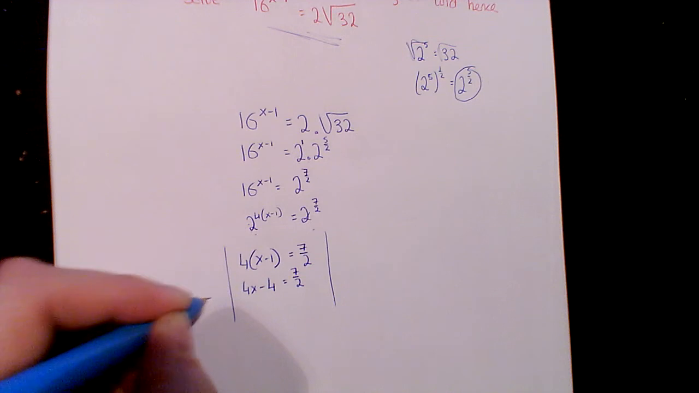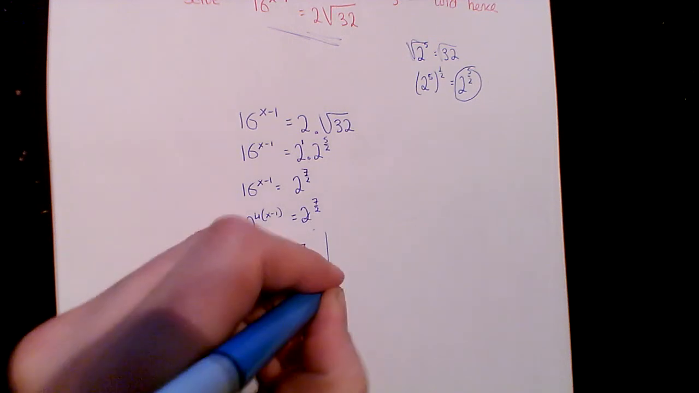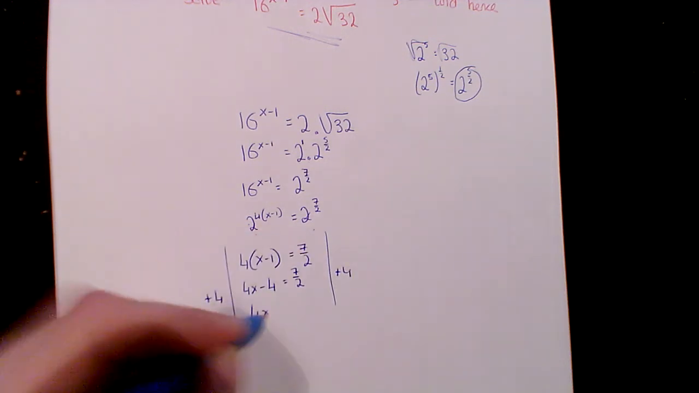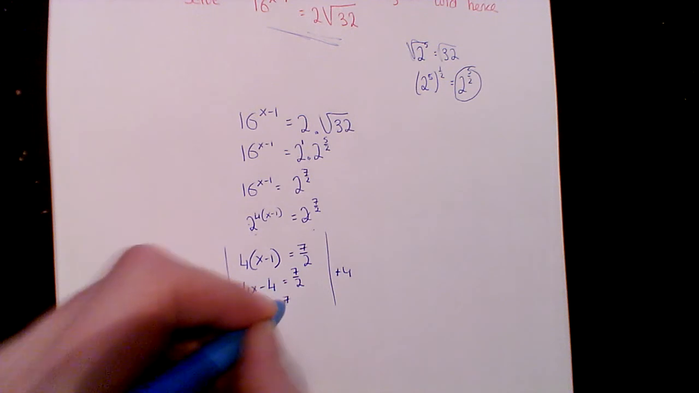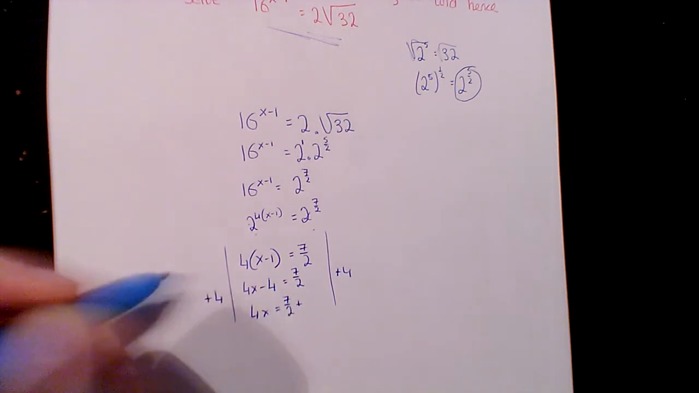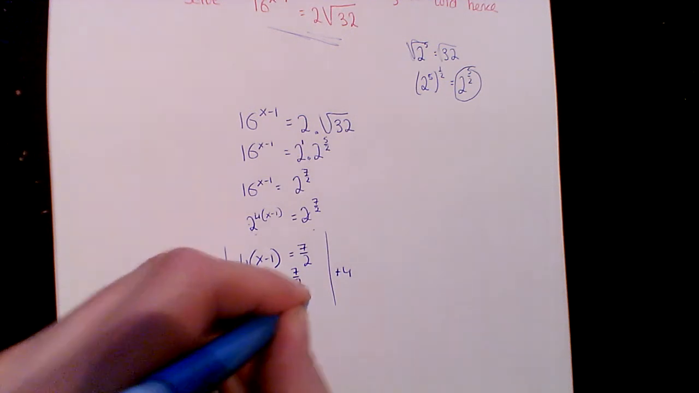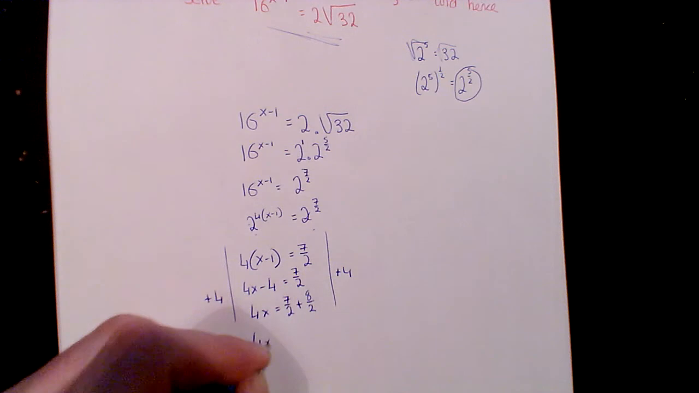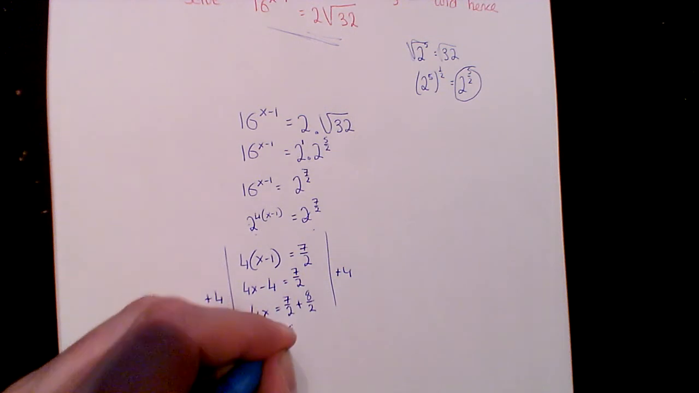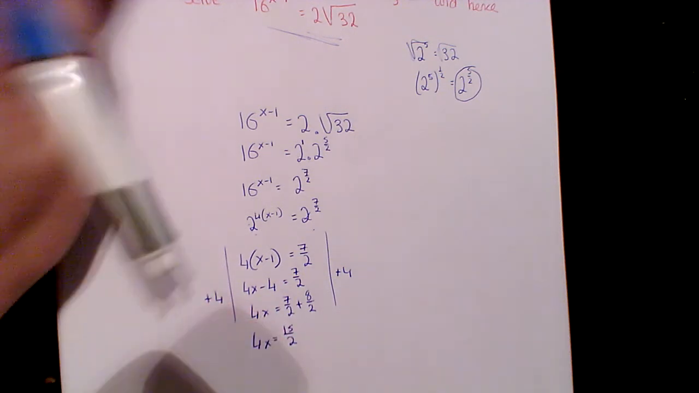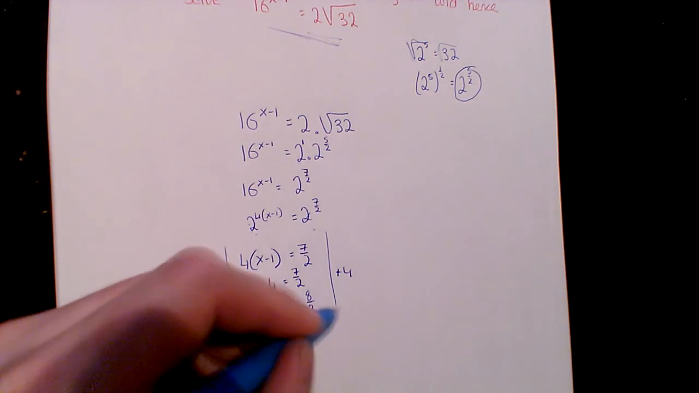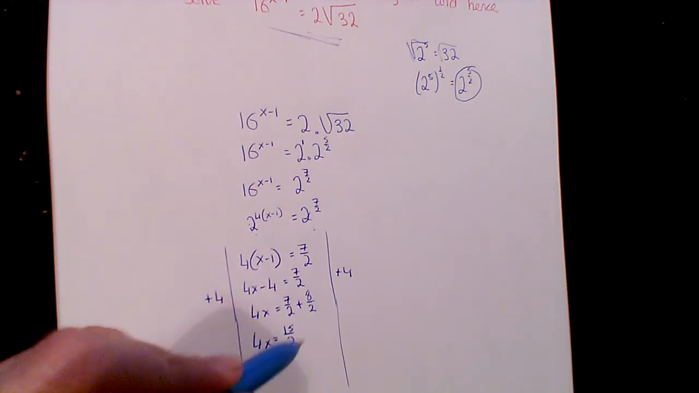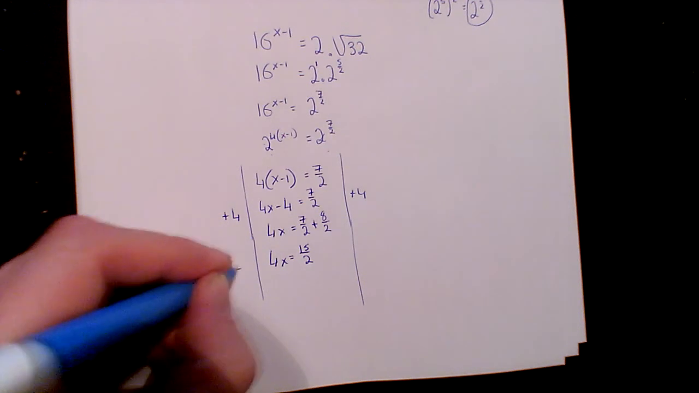We add 4 to both sides to get rid of that. So 4x equals 7 over 2 plus 4. 4 is the same as 8 over 2, just to make it easier to add. So 4x equals 15 over 2. This could potentially be messy with decimals, so I'm keeping it as a fraction for as long as I can.